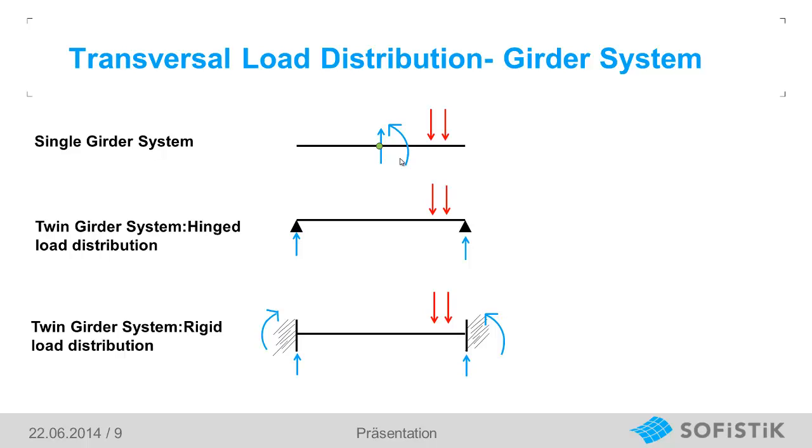If we have a twin girder system, we have the possibility to tell the program if the load distribution should be hinged or rigid. So we can directly address the main girders as the main structure elements and define how the load shall be distributed in transverse direction between the girders. We can choose hinges only, or in the second case, we can choose the eccentric vertical force, which will lead to a torsional moment, which is the third case.